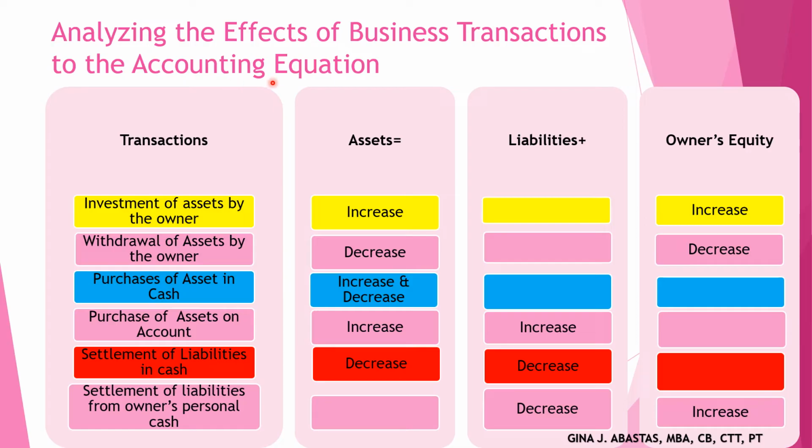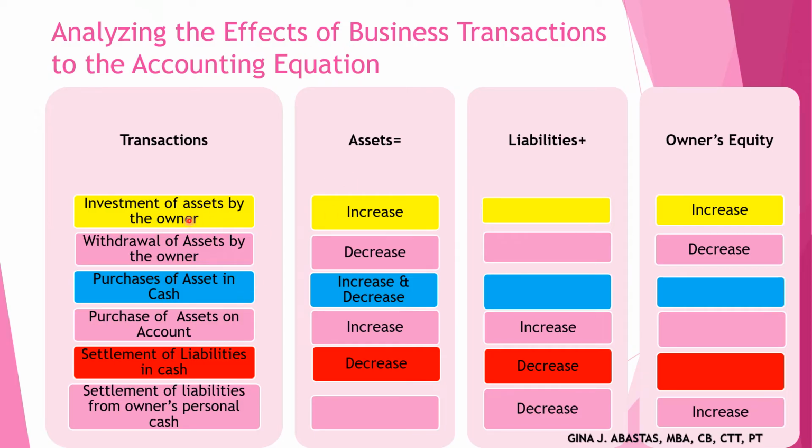So as we have already discussed, assets, liabilities, and owner's equity are the three components of the accounting equation that make up a company's balance sheet. So the accounting equation demonstrates the dual aspects of a business transaction and proves that debit is always equal to credit. So here is a table to show you the effects of transactions on the accounting equation.